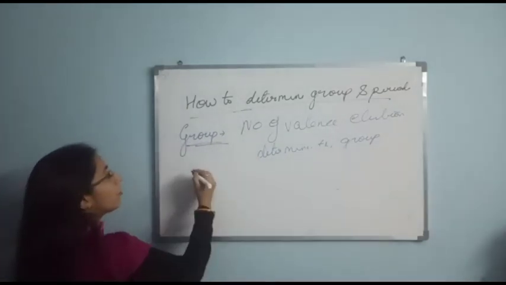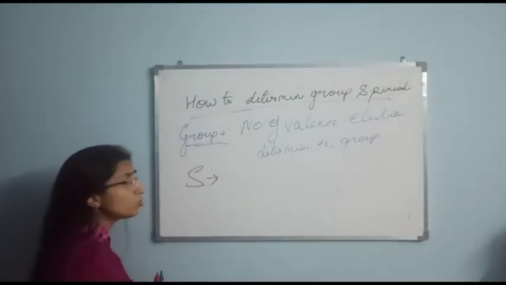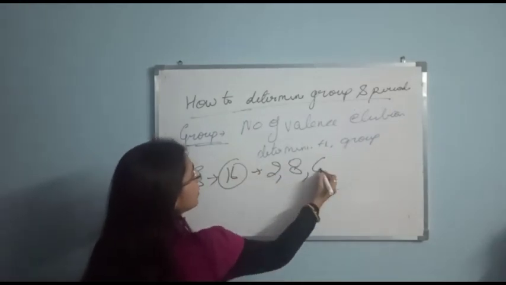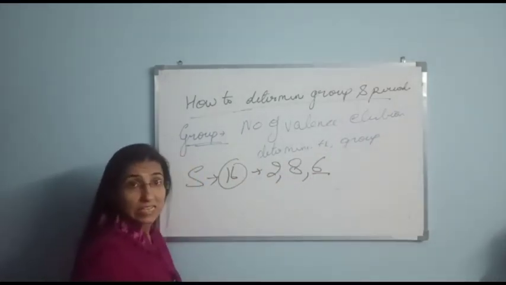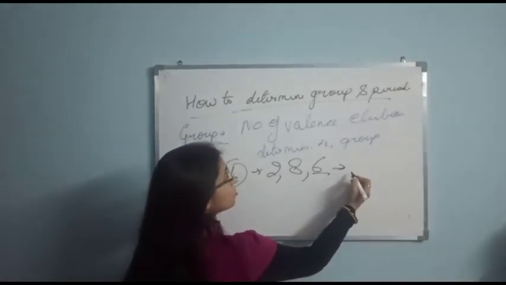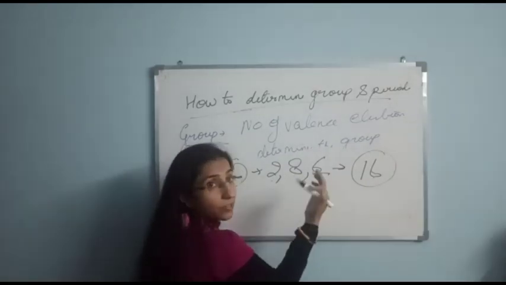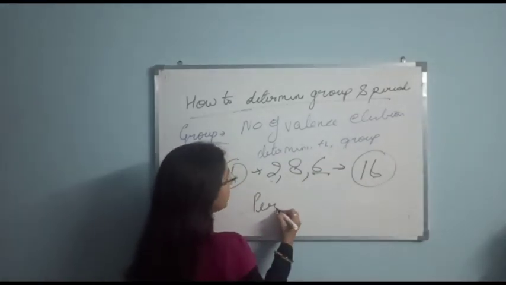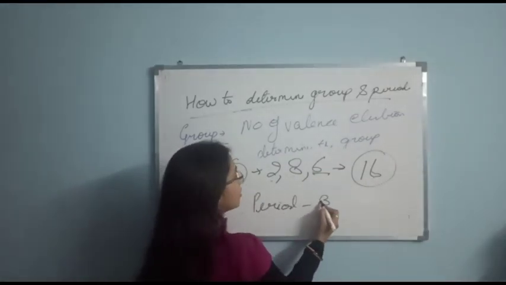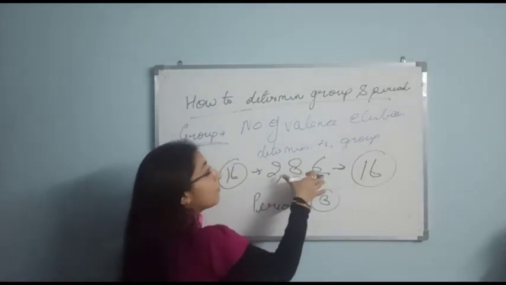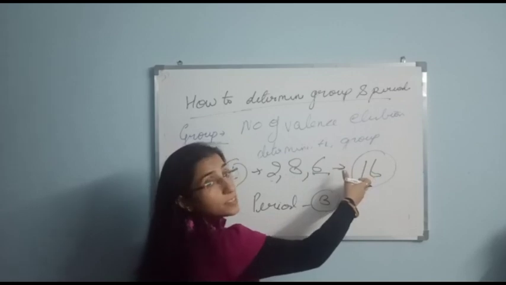Suppose I take the example of sulfur, whose atomic number is 16. Its electronic configuration will be 2, 8, 6. It has 6 electrons in the outermost shell, so it belongs to group 16. And how many shells are there? 3 shells, so period 3. The number of shells defines the period and the number of valence electrons determines the group.